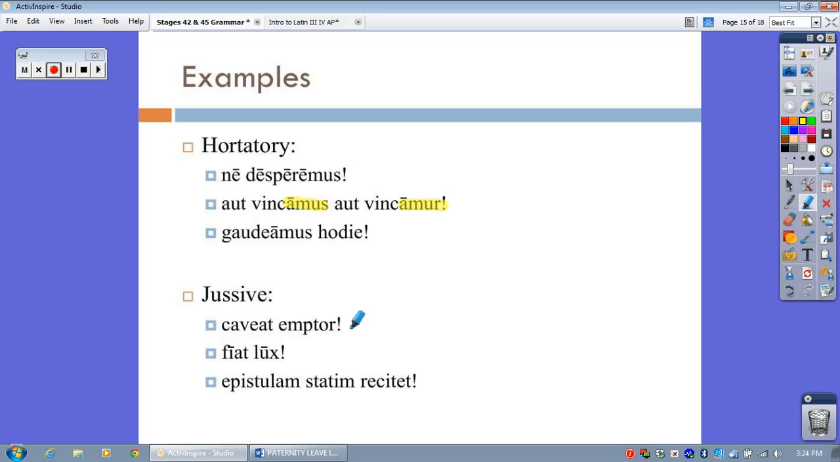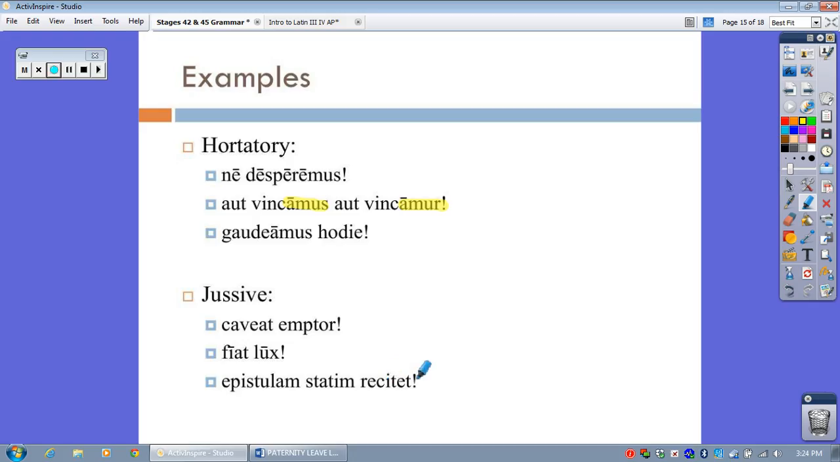Famous phrase in Latin, caveat emptor. Emptor means buyer. Let the buyer beware. Fiat lux. I believe we had that as a famous phrase last year toward the end of the year. Let there be light. Epistulam statim recitet.